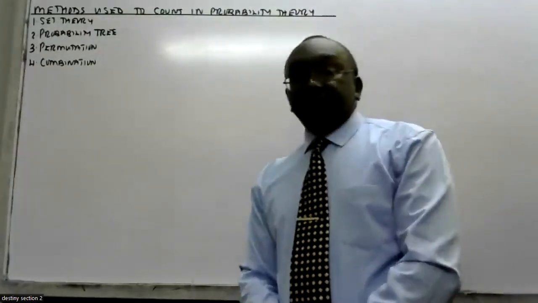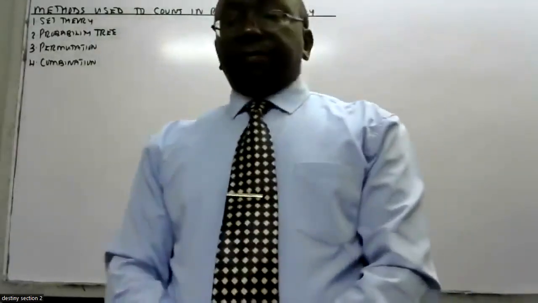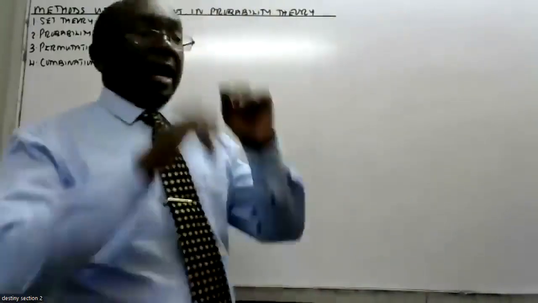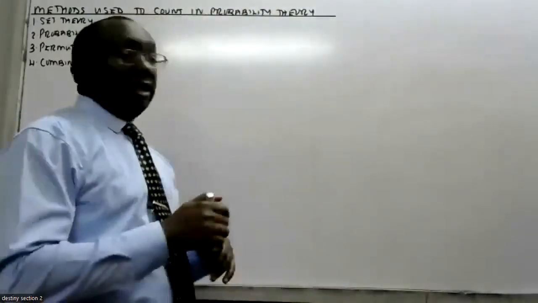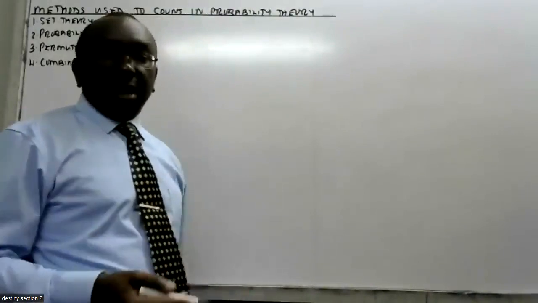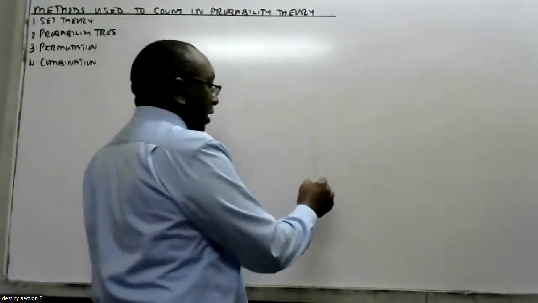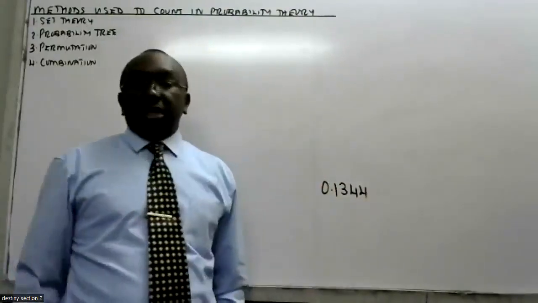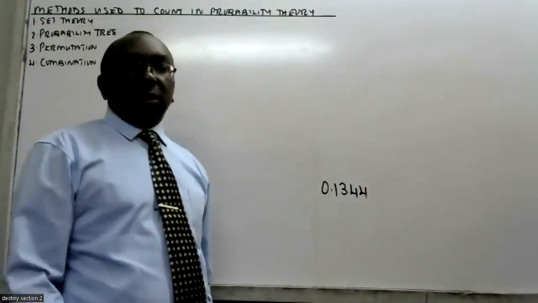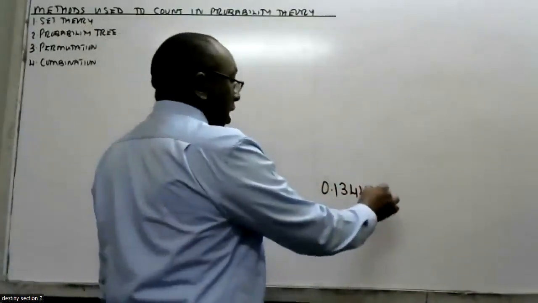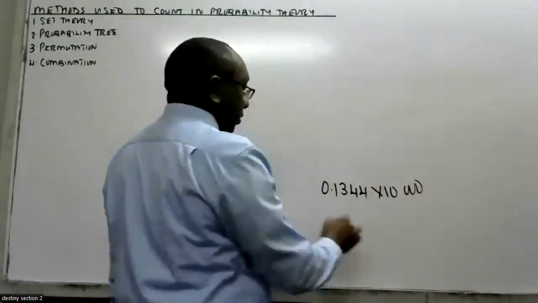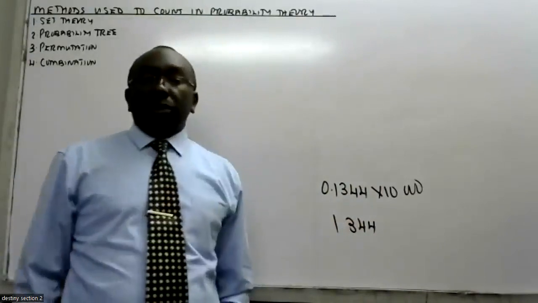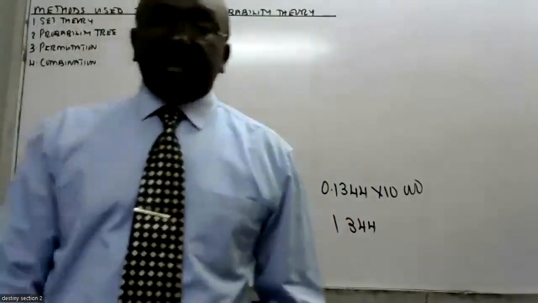Set theory, we already have covered that, so we are not going back to that. Probability tree, we have just finished on that. It's only that the question we have handled did not have whole numbers. But like the last answer that we have gotten was 0.1344. So if you had been told that there were 10,000 contracts that were involved, you simply multiply this by 10,000. That will give you 1,344. So it's as simple as that.